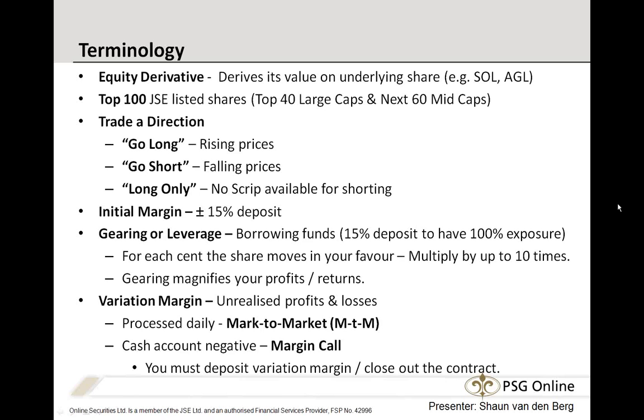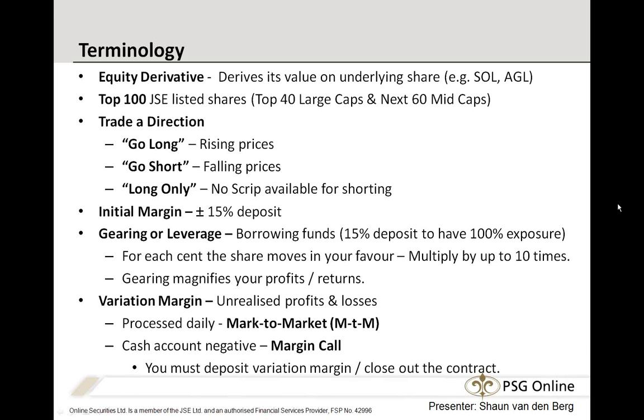We talk about initial margin. Now, this is the big difference between single stock futures and shares, where with shares you have to put down a 100% deposit. Derivatives are geared products. They use leverage. So you're putting down roughly about 15% deposit to have the 100% exposure. In other words, you're putting down 15% and you're borrowing the other funds to have the 100% exposure.